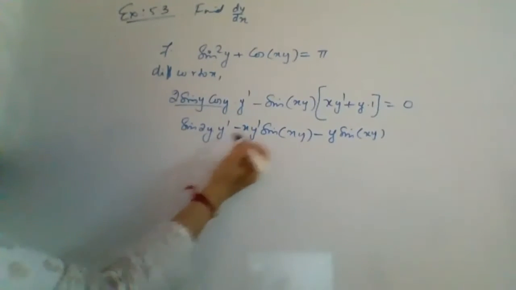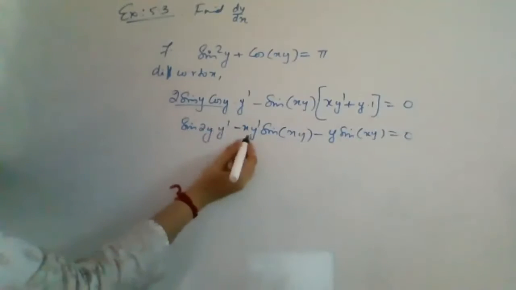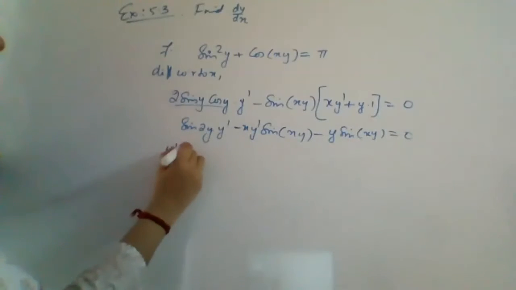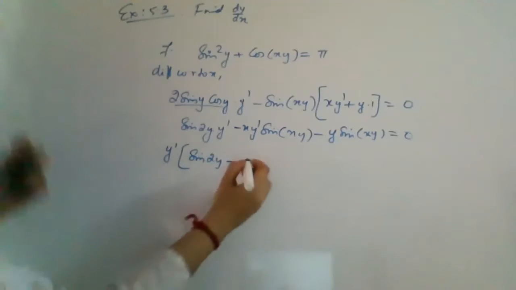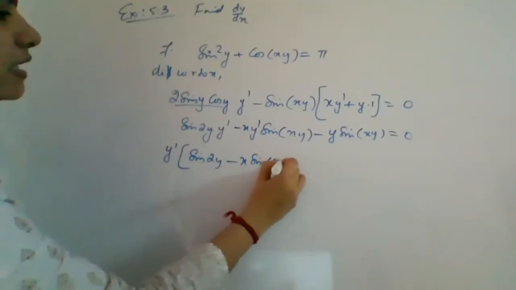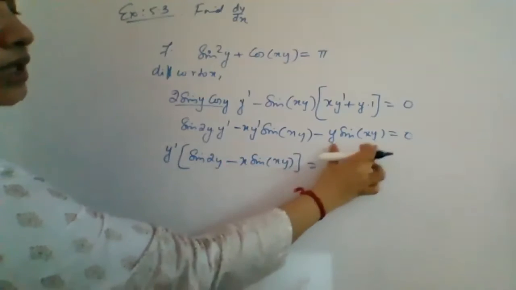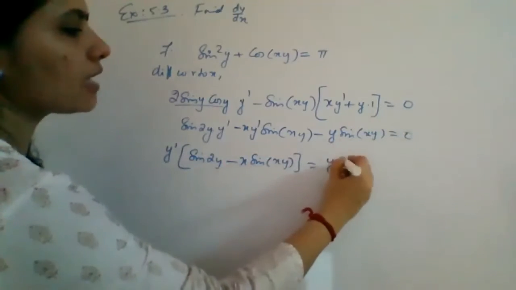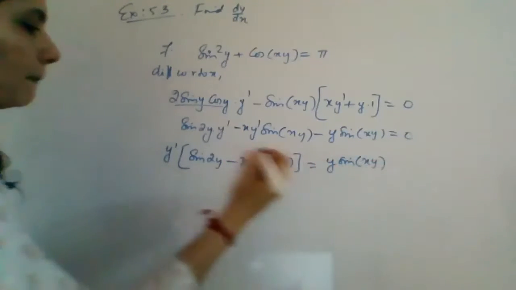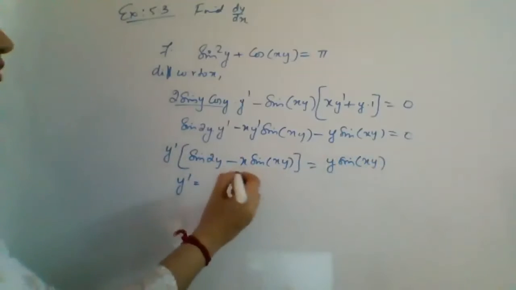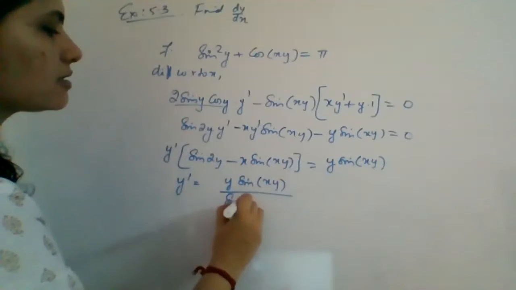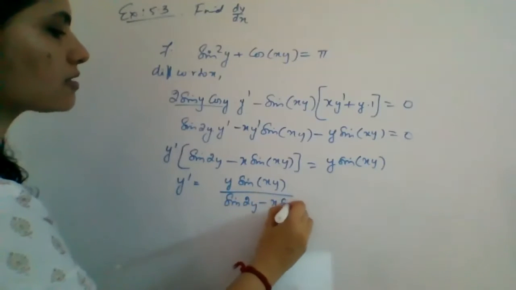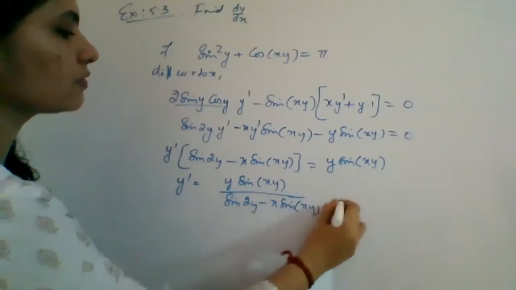Now how many terms do you have containing your y dash? These two terms. Take out y dash. You'll get sine 2y minus x into sine of xy, is equal to, take this to the other side, you'll get y sine of xy. So y dash is equal to y sine of xy divided by sine 2y minus x sine of xy.